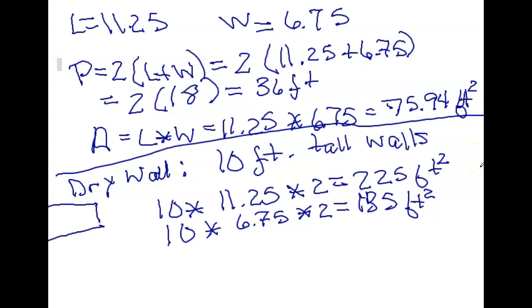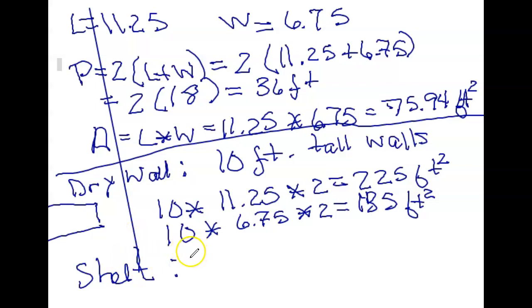So I'm going to look for full sheets of drywall. So drywall, each sheet of drywall is 4 by 8, which means it's 32 square feet.